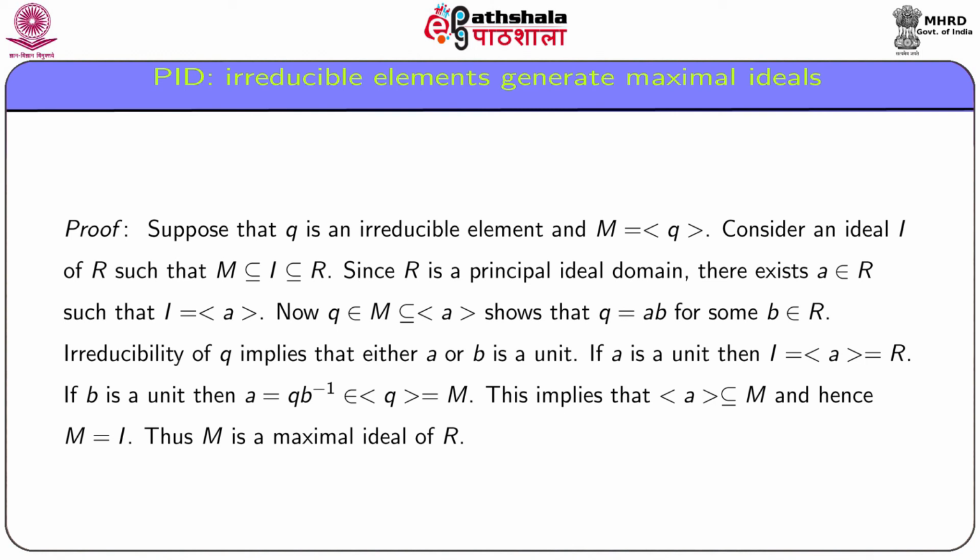Now we show that if B is a unit, then I is equal to M. If B is a unit, then Q equal to AB implies that A equals Q times B inverse, that is, A belongs to the ideal generated by Q, that is, the ideal M. This implies that the ideal generated by A, that is I, is a subset of M. Also we have M is a subset of I, and hence M and I are the same.